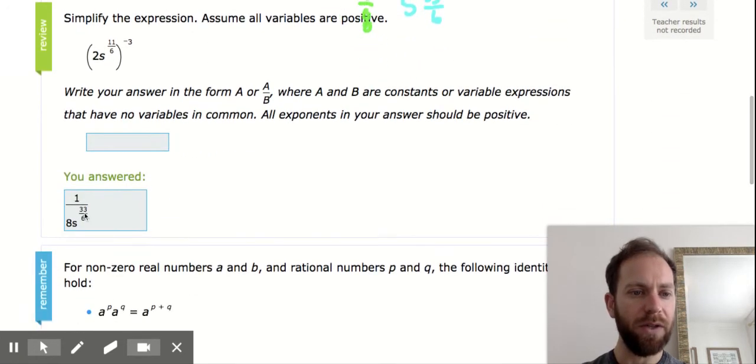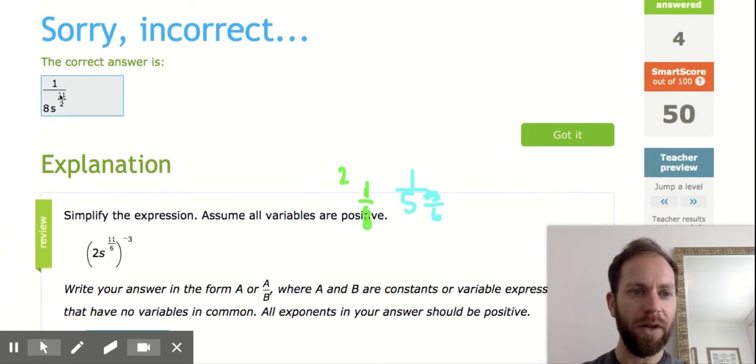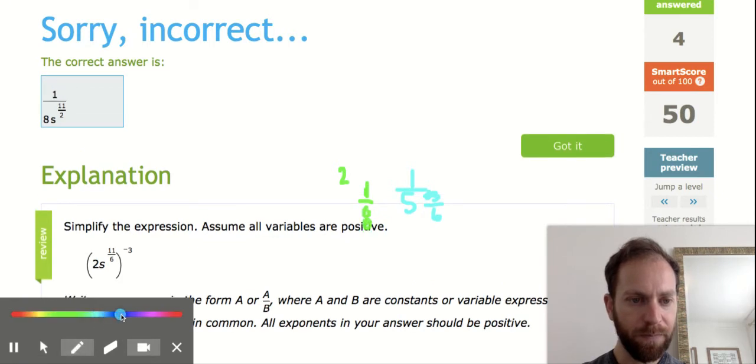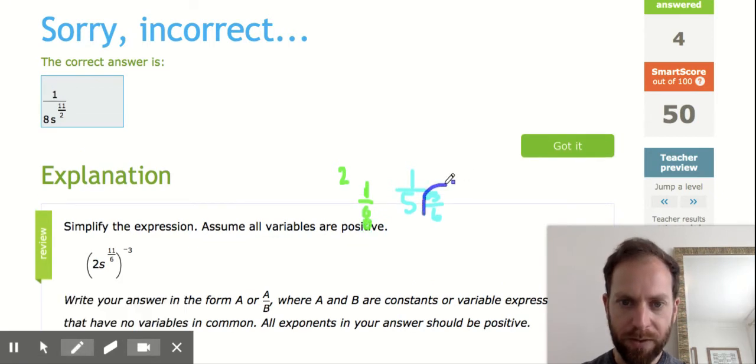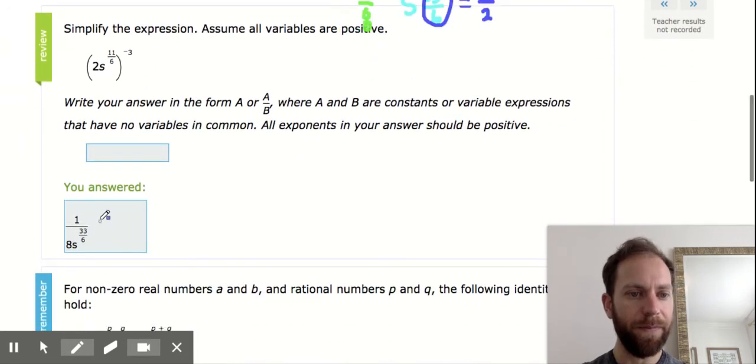All right, so as you can see here, we put in 33/6, right? But it wanted it as 11/2. So this can be simplified, since we're asked to simplify the expression. 33 divided by 6, both of those things can be divided by 3. So you would get 33 divided by 3 is 11. 6 divided by 3 is 2. So that was the only mistake that we made. Everything else looks good. Okay?